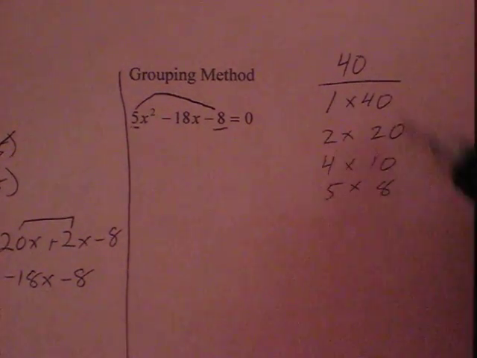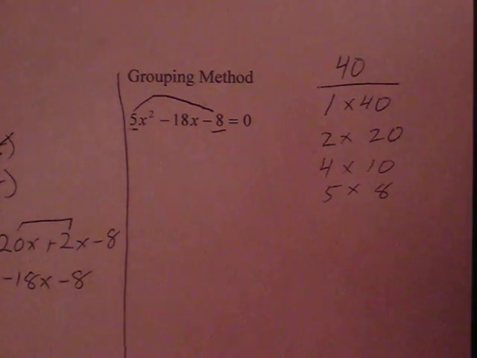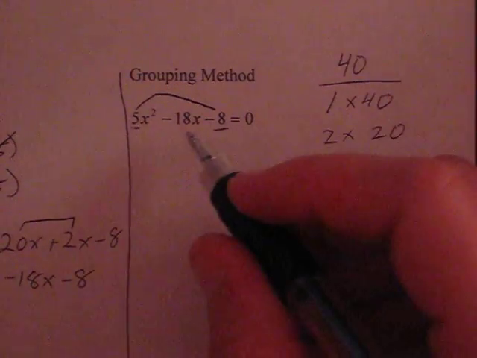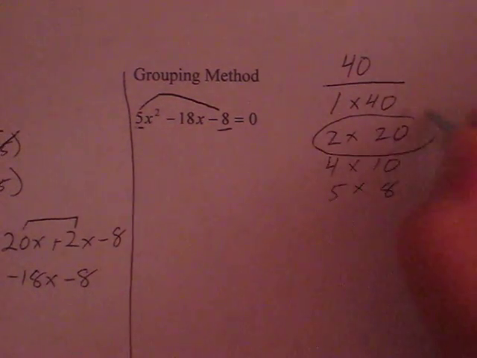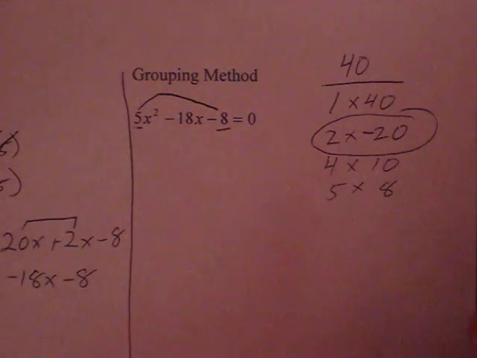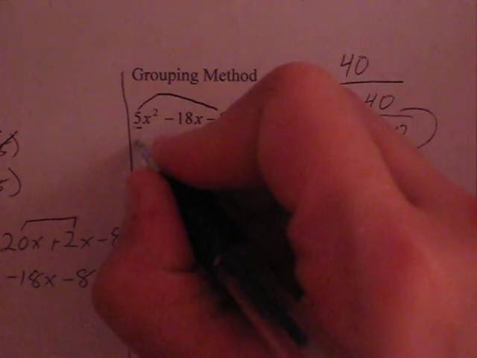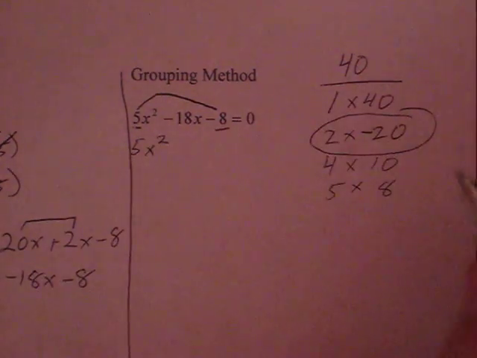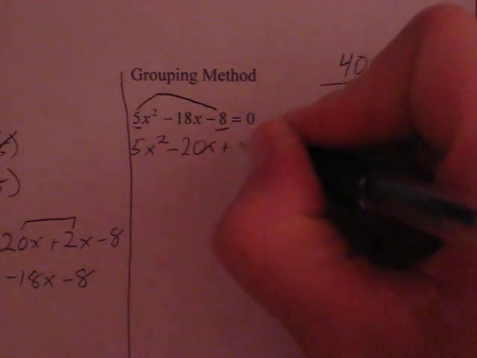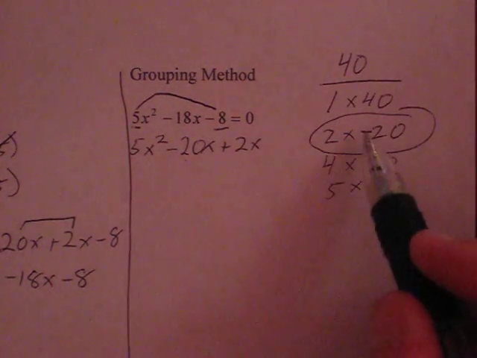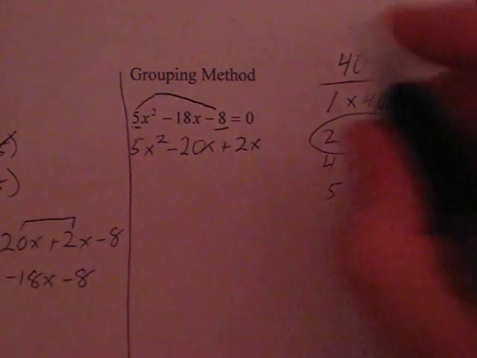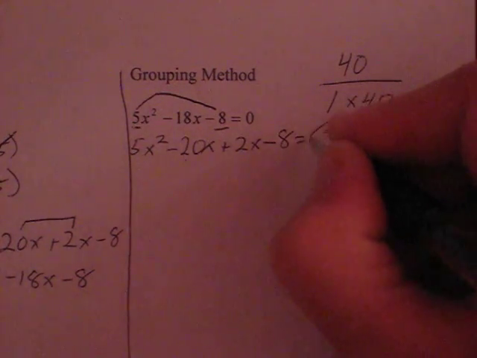And we're going to find these factors here that somehow combine to give me 18. And if I look at this, the factors of 40 that combine to give me 18 are 2 and 20. And the way they do that is if I have negative 20 plus 2, that combines to negative 18. So I'm going to copy down the first term, which is 5x squared. And then I'm going to just write negative 20x plus 2x, and I get my 20 and my 2 from this term. So my negative 20x plus 2x. And then I copy down my last term, which is minus 8.